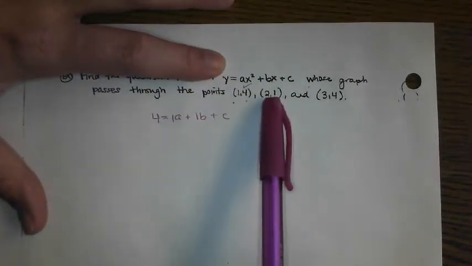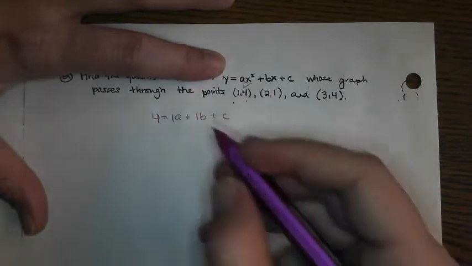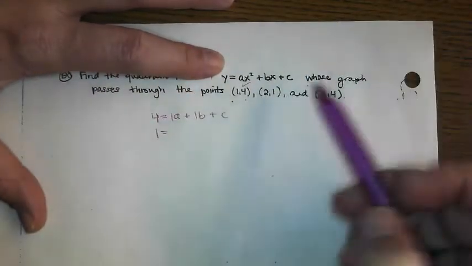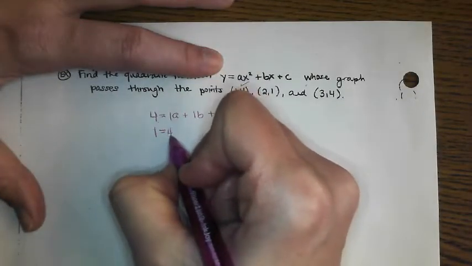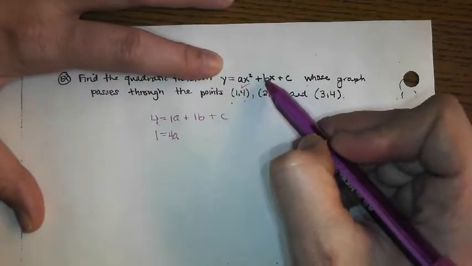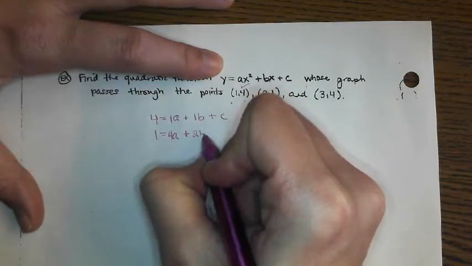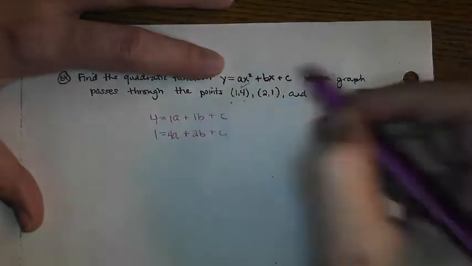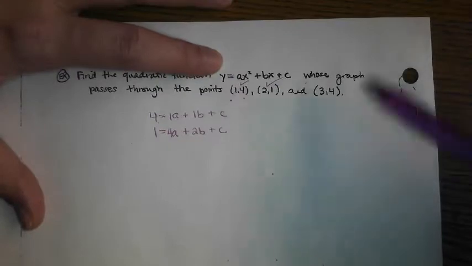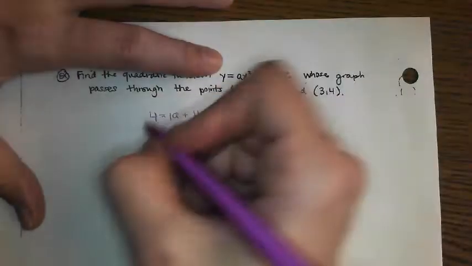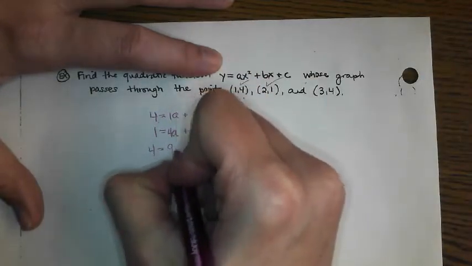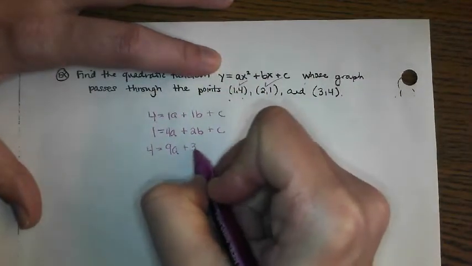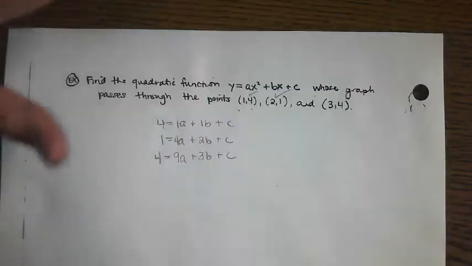The second point plugged in, an x of 2 and a y of 1, would be 1 equals a times 2 squared is going to be 4a. B times 2 is just going to be plus 2b plus c. And then if you plug in 3, 4, you're going to get 4 equals a times 3 squared is 9a plus 3b plus c.